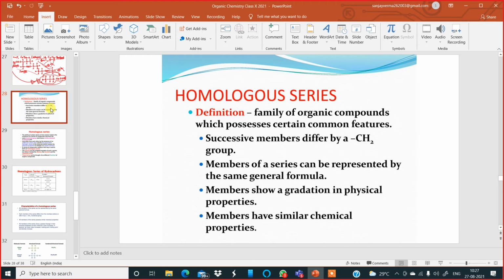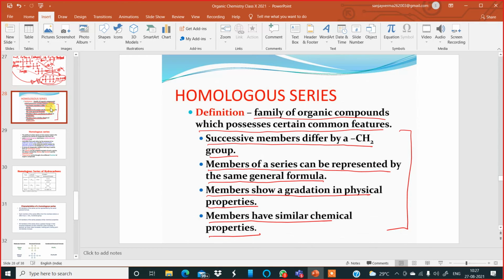Okay, homologous series. Now, the homologous series definition: it is a family of organic compounds which possess certain common features. The successive members differ by a CH2 group. Members of a series can be represented by the same general formula. Members show a gradation in physical properties. Members have similar chemical properties. So these are some important features of the homologous series. Now, let me explain this to you all with the help of the next slide.